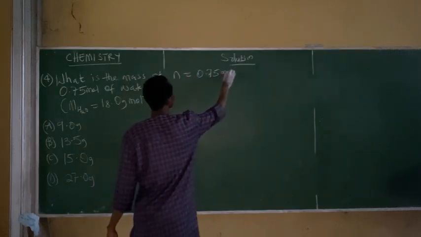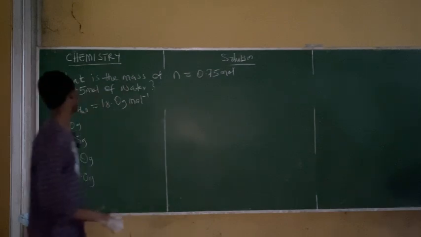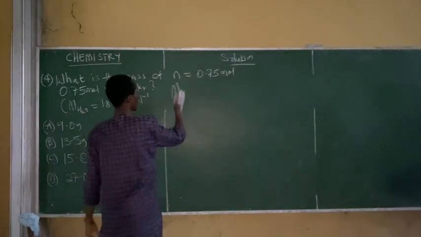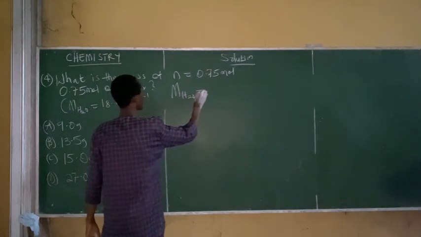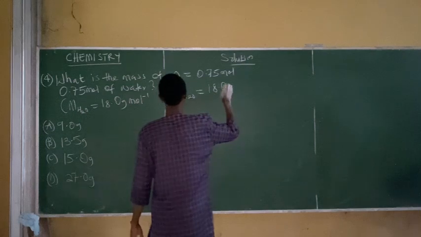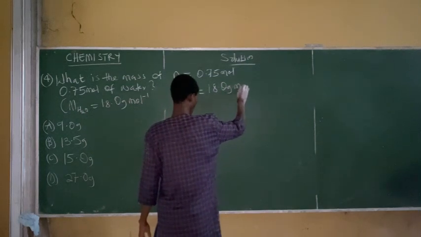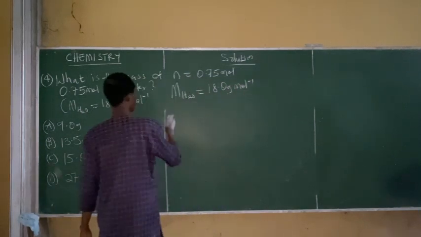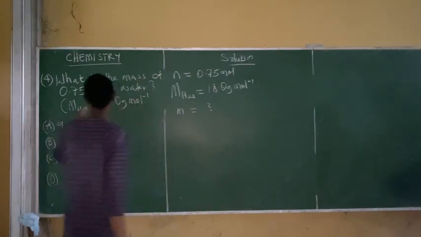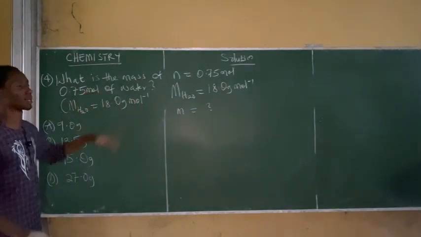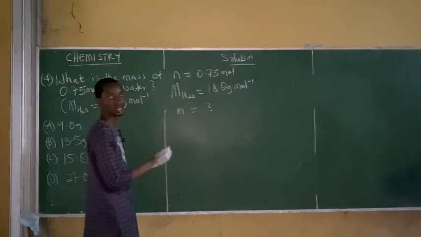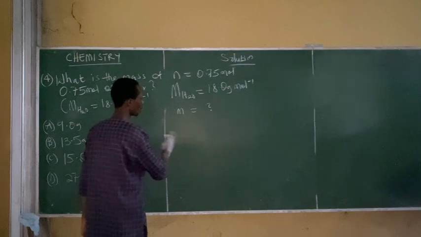Now, from the question, we are given the number of mole, N, is equal to 0.75 mole. And we are given the mass of water, M H2O, is equal to 18.0 gram per mole. They said we should find the mass of 0.75 moles of water. So it's unknown.